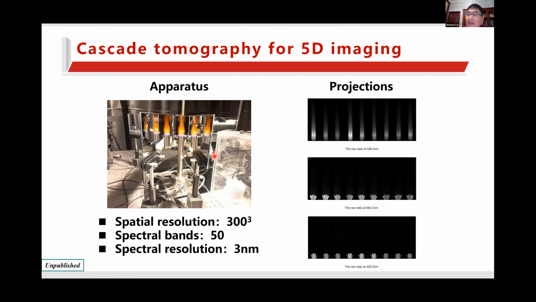And then we pick out one single wavelength, the projection at one single wavelength, and do the regular CTC tomography. Then we can reconstruct the flame distribution at one single wavelength. If we repeat this process for all wavelengths, then we can get the distribution of the flame at all wavelengths. In this way, we can realize 5-dimensional imaging. But remember that we need to use a high-speed camera.